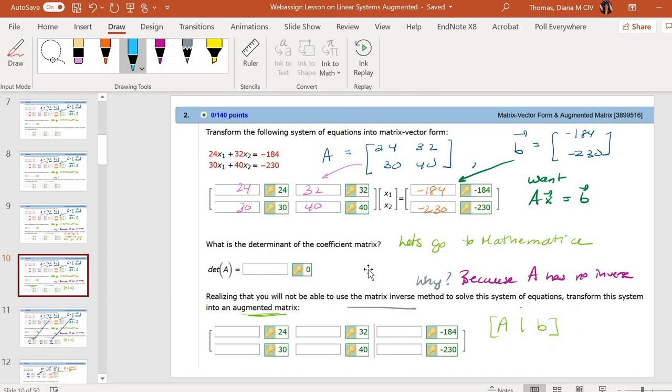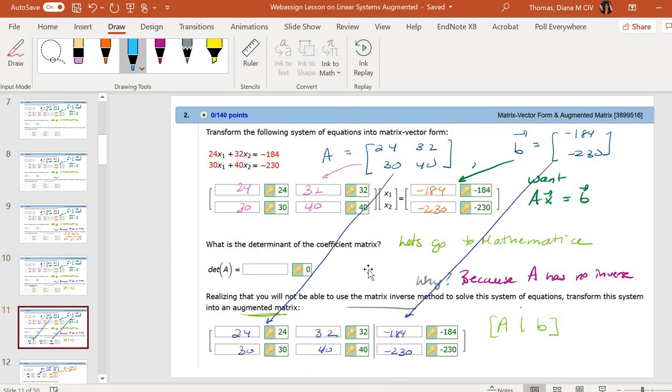All right, so what they want is the A matrix on the left side and the B vector on the right side. So the A goes down here, and there's a line. You see that line here, and then B goes here. When you put this on Mathematica, you cannot actually put the line.